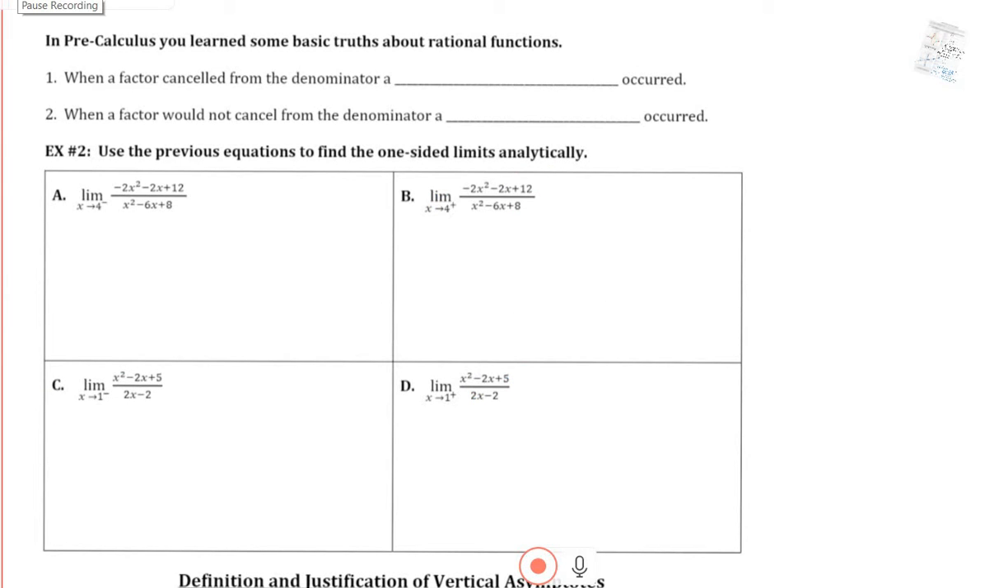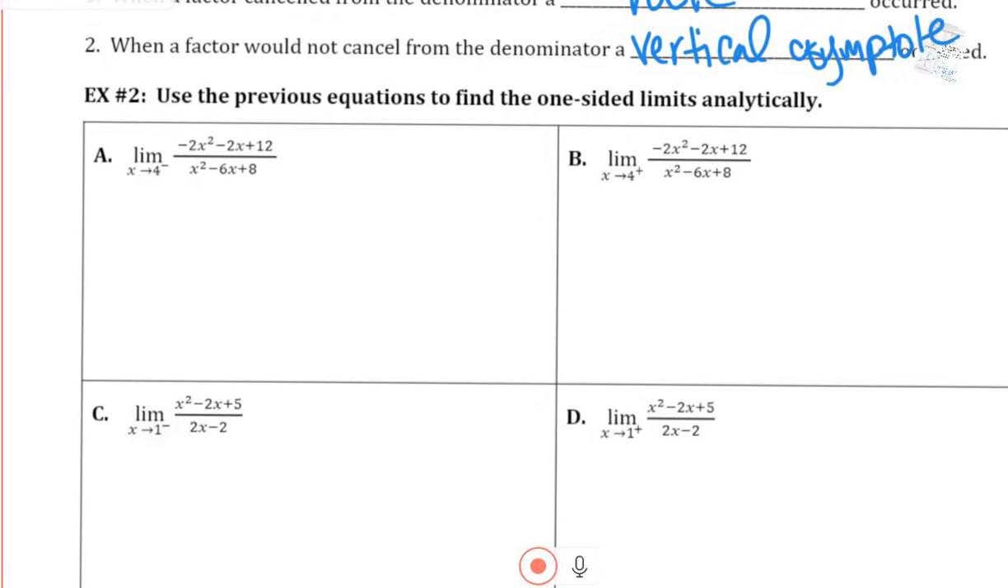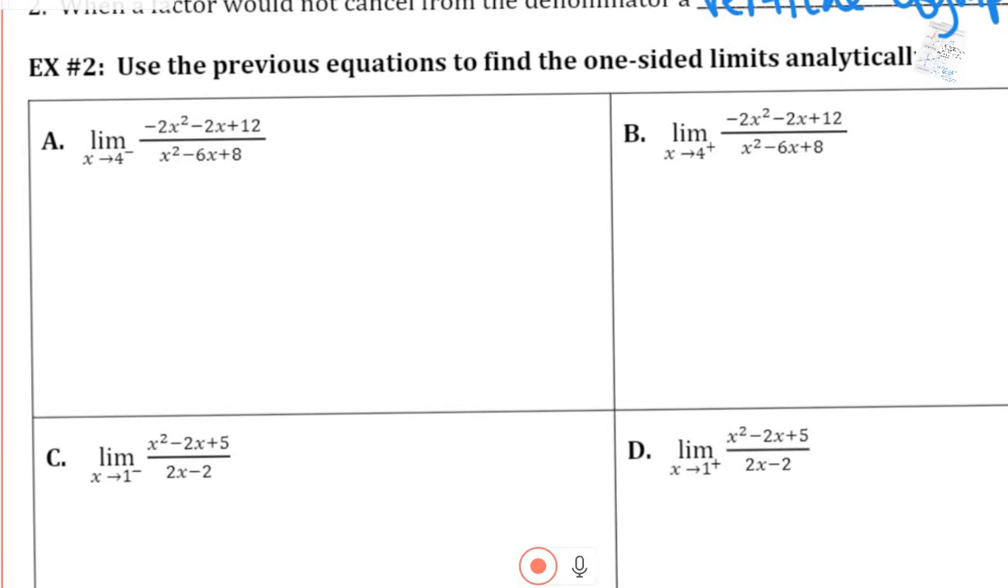So going back to pre-calculus, you remember that when a factor cancels out from a denominator, that just means that a hole occurs. Now when a factor doesn't cancel out, you knew that as a vertical asymptote. Okay, so looking at some examples, we're going to look at this analytically and see if we can determine this limit. The first thing I'm going to do is go ahead and factor this out.